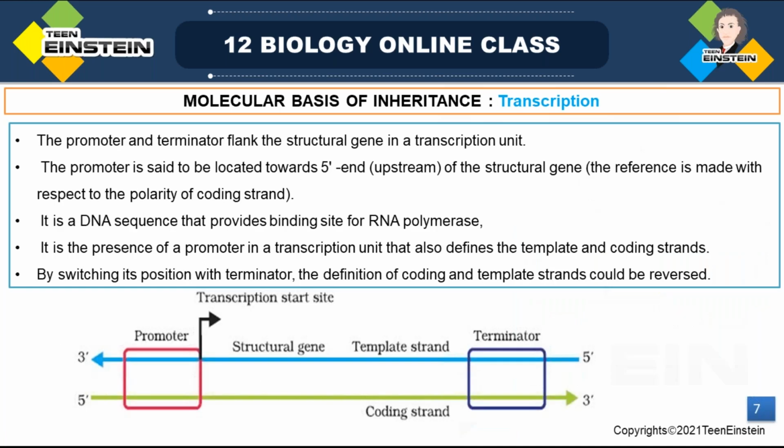Next, in transcription, you can see in the diagram the structural gene. This structural gene codes for the RNA or protein. This gene flanks in between the promoter and the terminator. The promoter is towards the 5' end of the coding strand.